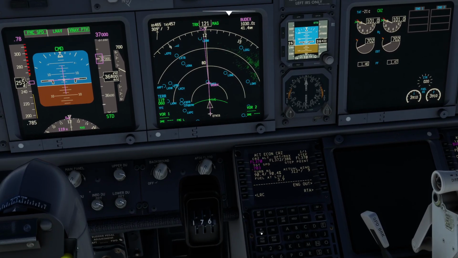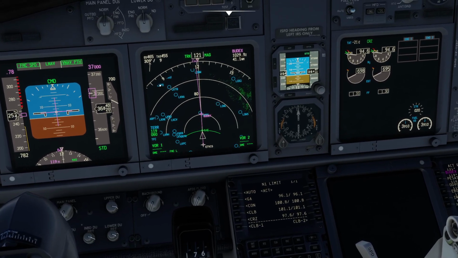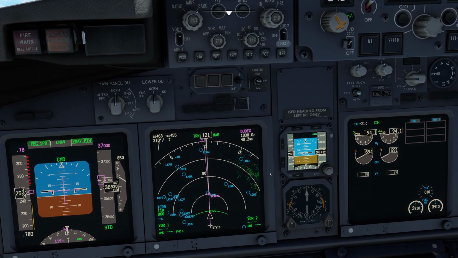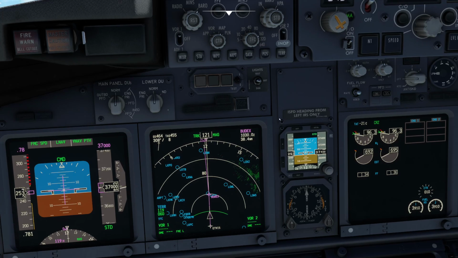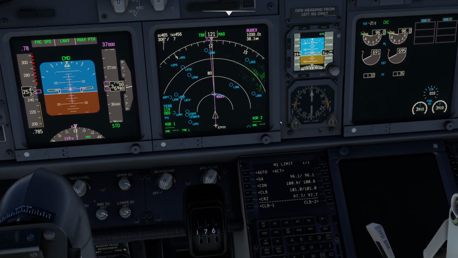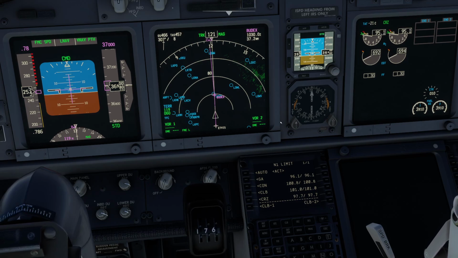So, right now we can see that we have captured VNAV path, and we're going to select maximum continuous thrust on that. However, the Boeing 737 is a lovely little airplane, and as you can see, as it now conducts the level off, the thrust has reset back to the cruise limit, even though the FMA was previously in VNAV path already. Now this is something that PMDG has only implemented in one of the latest updates, but it is something that the real Boeing 737 does, and that is quite annoying to be honest.